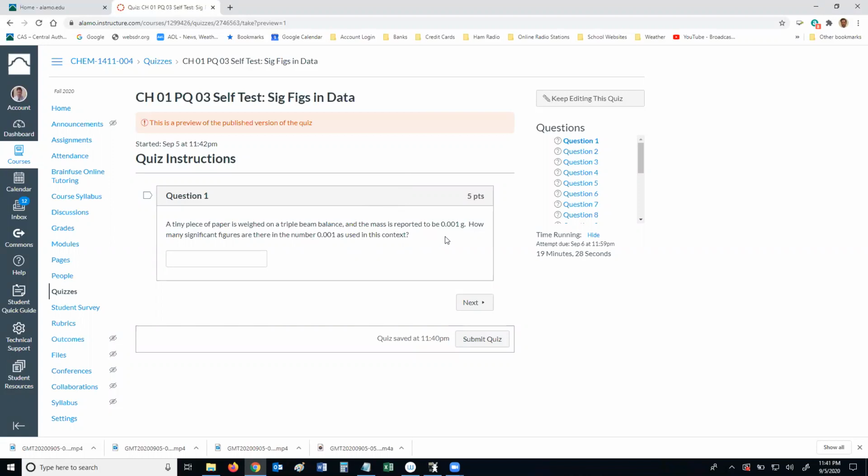And we know that all non-zero digits are significant, so that 1 at the end is significant. But zeros at the beginning of a number are not significant. And even if the zeros are to the right of a decimal point, they're not significant if they're not preceded by anything significant. So this number has only one significant figure.